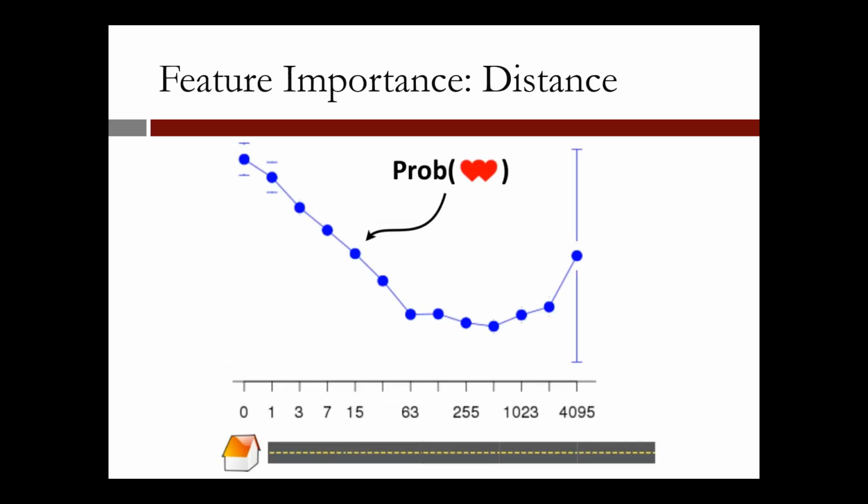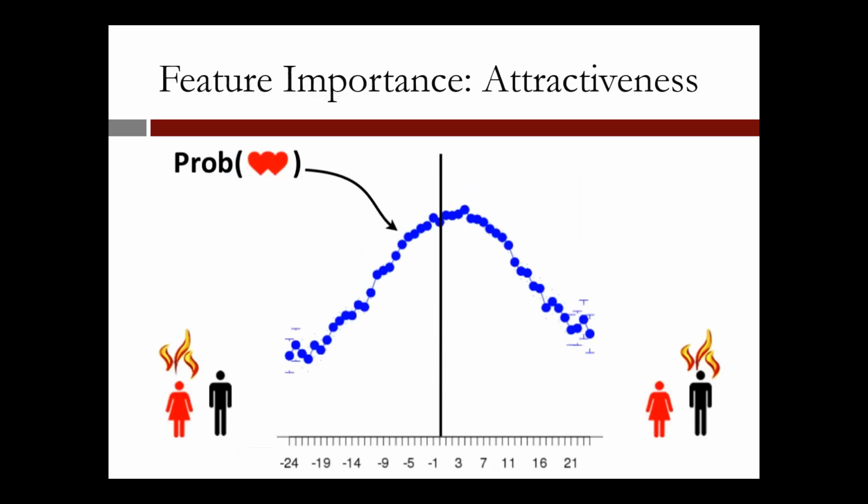To give some intuition of various features, let us see how the probability of a match changes with the distance between the two adults. It is interesting to note that the probability drops with distance, and then for a very long distance, the probability increases again. Also interesting is this graph that shows that if the attractiveness is too high or too low, the probability of a successful match decreases.